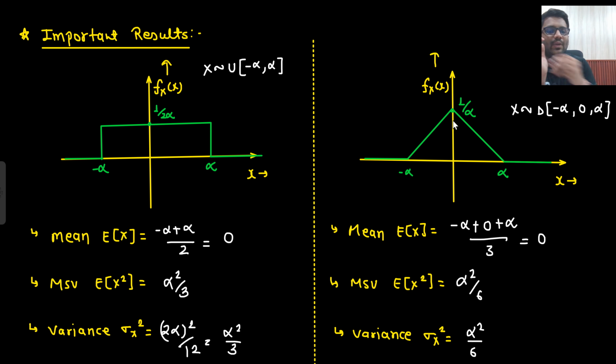So this slide, will you be able to remember? Mean will be the midpoint, 0, 0. Forget about mean square value. For variance, I remember the formula: width square divided by 12. Width square divided by 12.